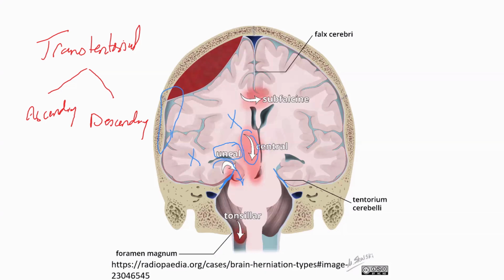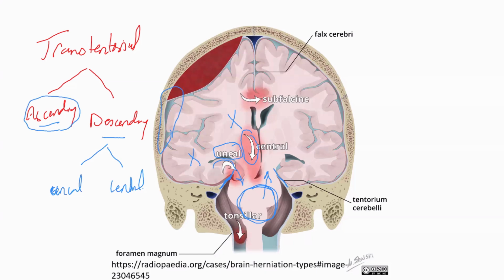So the transtentorial brain herniation is divided into ascending and descending, and the descending is divided into either uncal or central herniation. If we have any space-occupying lesion or collection in the posterior fossa, it can push the brain tissue from inferior to superior. So we have here transtentorial ascending herniation.